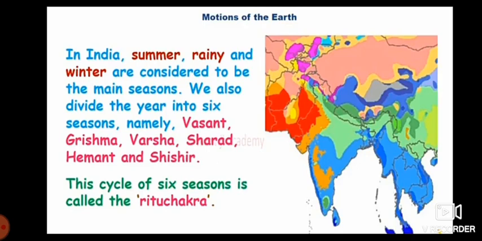Okay, so these are the 6 seasons which we experience in a year, and this cycle of 6 seasons is called the Ritu Chakra. What does Ritu mean? You know, na? Ritu means season. And the seasons are repeatedly coming every year, so it is called a chakra. So the cycle of 6 seasons is called a Ritu Chakra. Okay, so what are those 6 seasons? Vasant, Grishma, Varsha, Sharad, Hemant and Shishir.